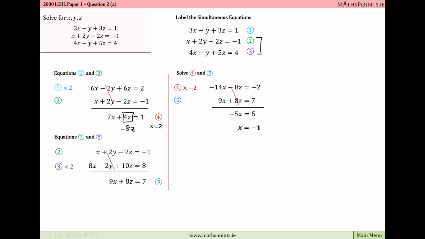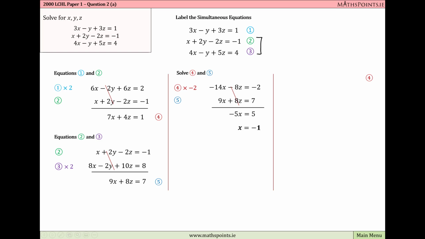Now that I know that x is equal to minus 1, I can sub this back into equation 4 or 5 to find out what z is. It won't be any use subbing this back into equations 1, 2, or 3, because if I do that, I'll eliminate the x's, but I'll still have y's and z's, and so I won't be able to solve that equation. So I need to sub it back into either of the two equations where we just have x's and z's. So I've decided I'm going to sub it back into equation 4.